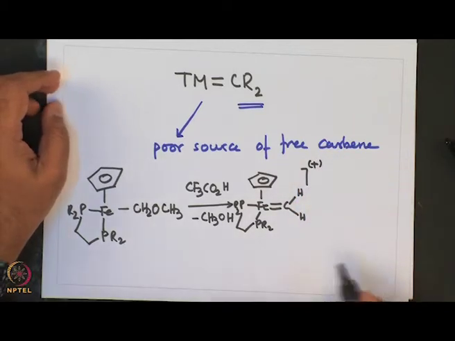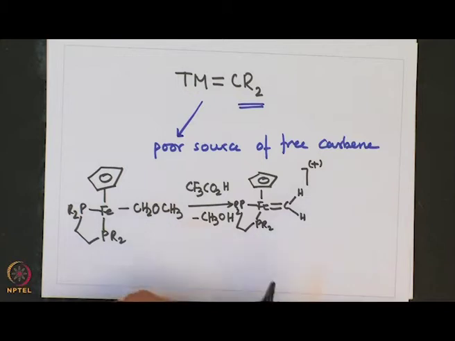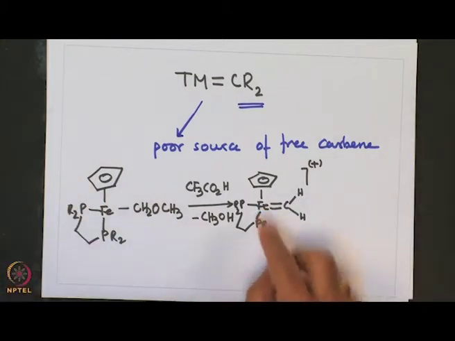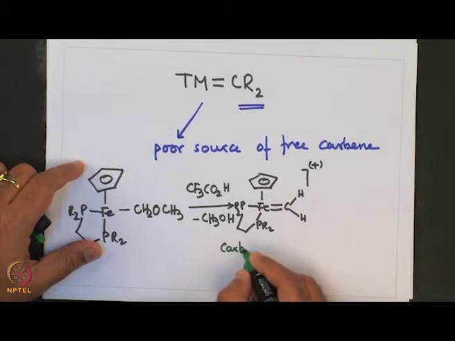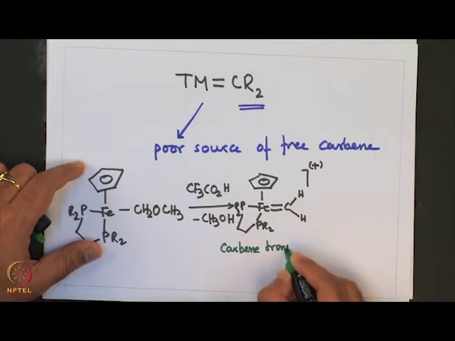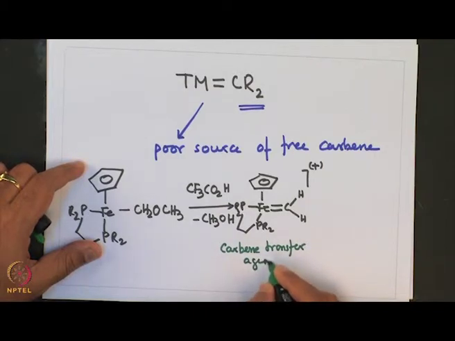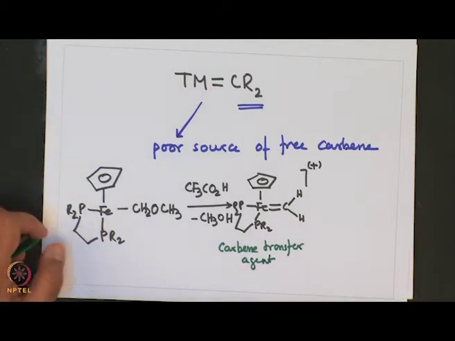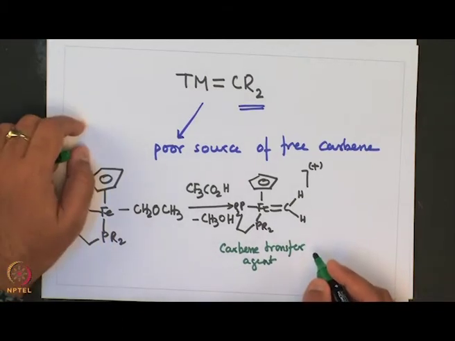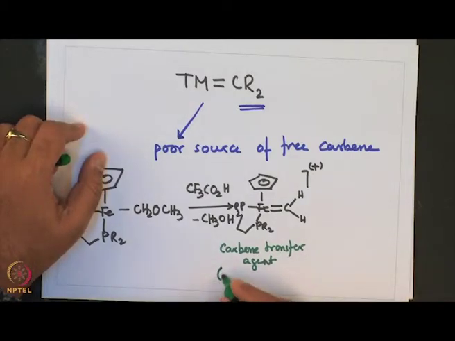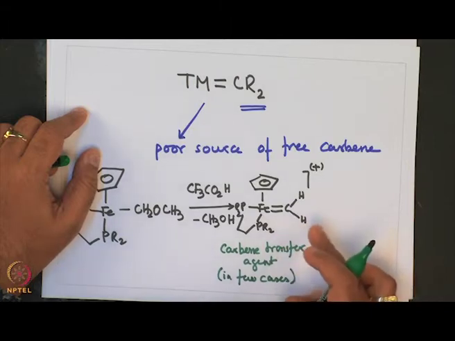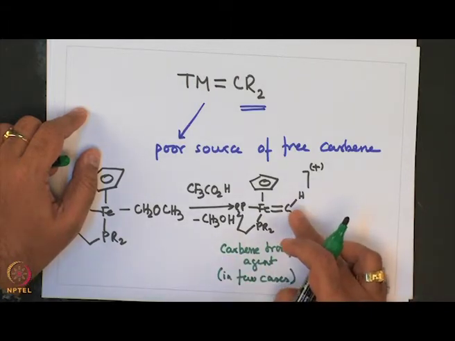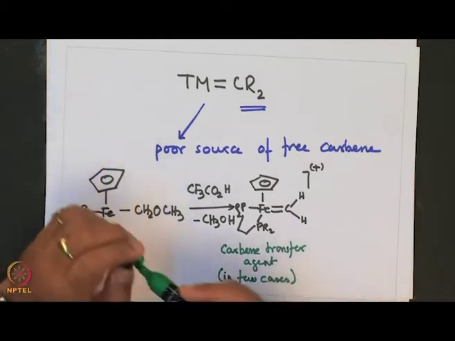and that carbene moiety bound to this iron can be thought of as a carbene transfer agent, and such carbene transfer reactions are not very common, but are observed in a few cases where the transition metal carbene moiety can transfer its carbene moiety onto another substrate or another transition metal.